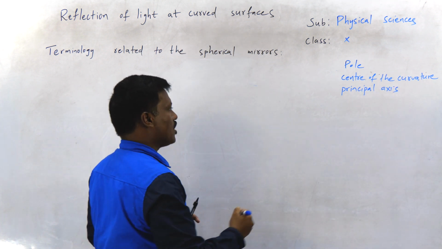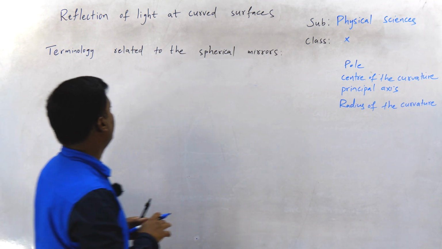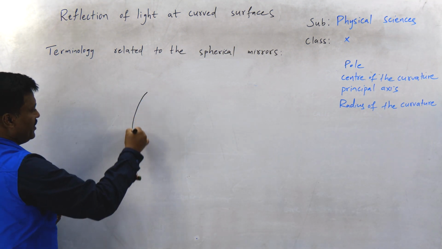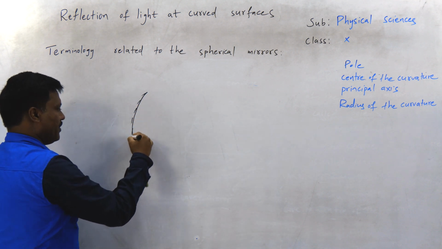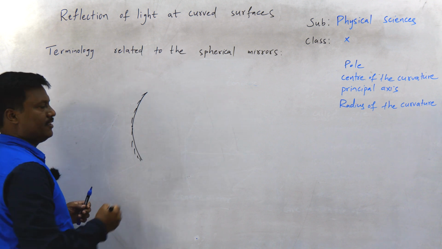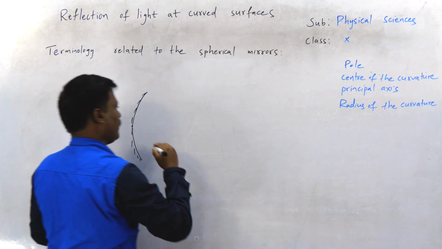So now we are going to talk about radius of the curvature. See, this is the concave mirror. What is this? The midpoint. The midpoint of the concave mirror is called pole.